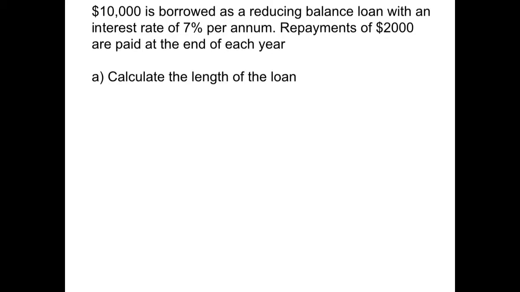What you've got to know is that because we haven't been told how many times interest is compounded, we assume it's done at the end of each year because that's when the repayments are made. The first thing we're asked to do is to calculate the length of the loan.